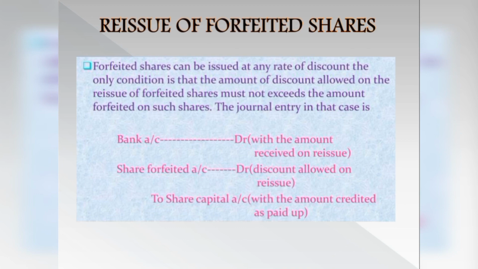Forfeited shares can be issued at any rate of discount. The only condition is that the amount of the discount allowed on the reissue of the forfeited shares must not exceed the amount forfeited on such shares. The journal entry in case of reissue of shares will be bank account debit with the amount received on reissue, shares forfeited account debit, discount allowed on reissue, to share capital account with the amount credited as paid up.